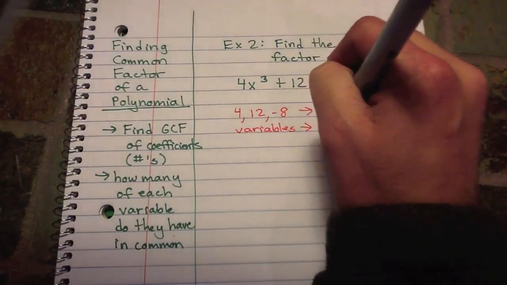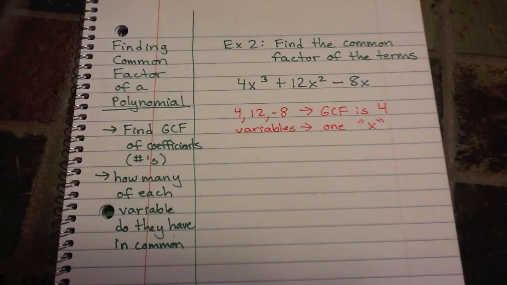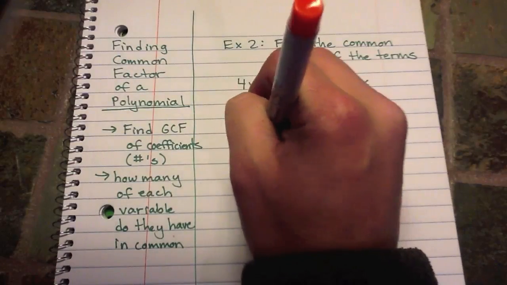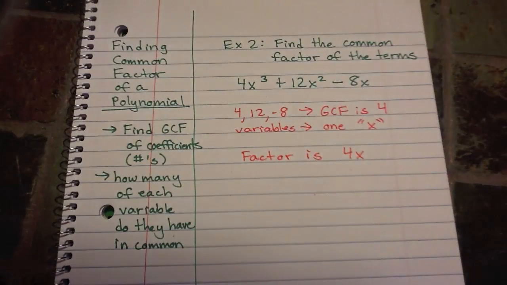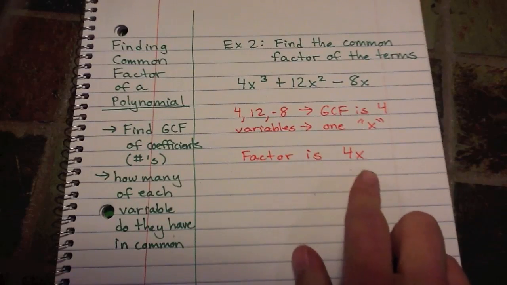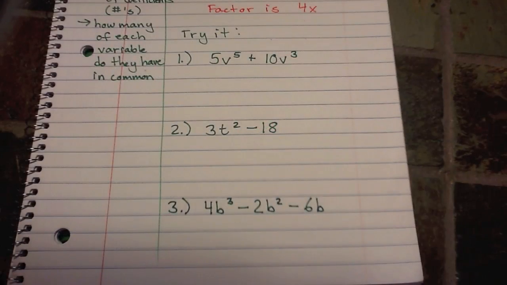But there is 1 that can be taken from each of those terms. So I can take 1x, which means my factor is 4x. When it asks you just to find the factor, that's all you're going to do. Our next step is actually going to be to pull out that common factor and factor this polynomial. But when it asks you just to find the factor, that is your stopping point right there. Write these 3 down, try them on your own, hit play when you're ready to check them.